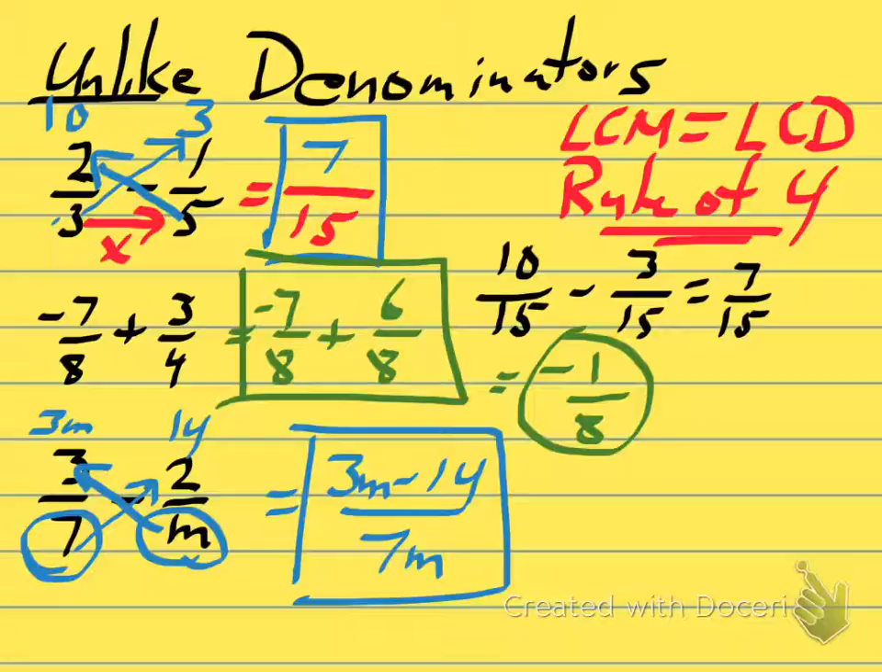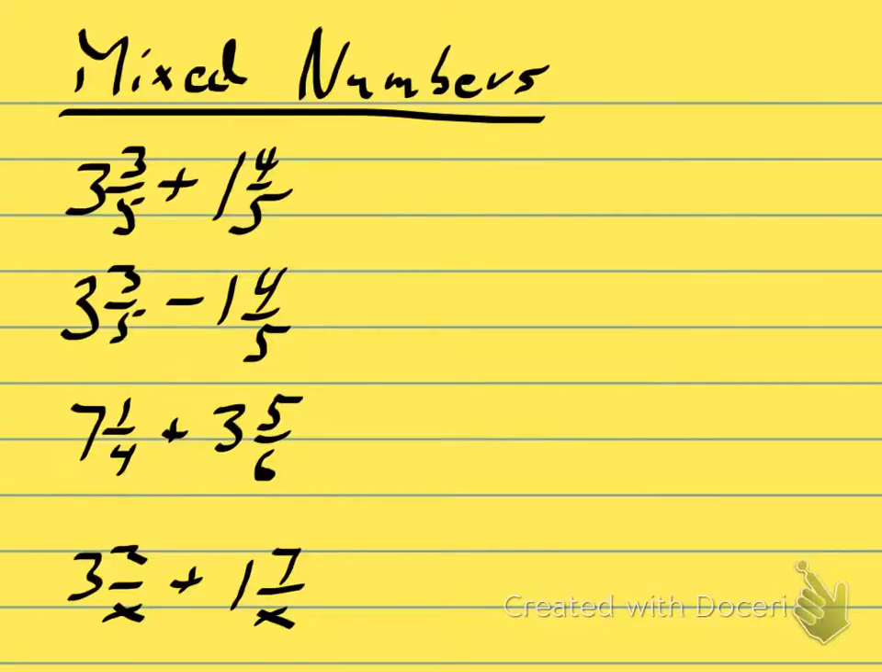So that's combining variables, unlike denominators, finding common denominators, and doing all the like. So that's what we're pushing for. And we will practice this in class. All right, last thing, mixed numbers.